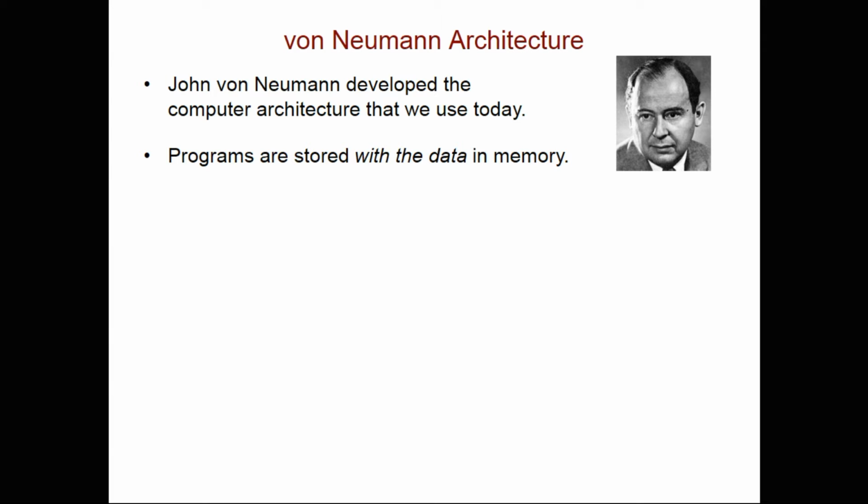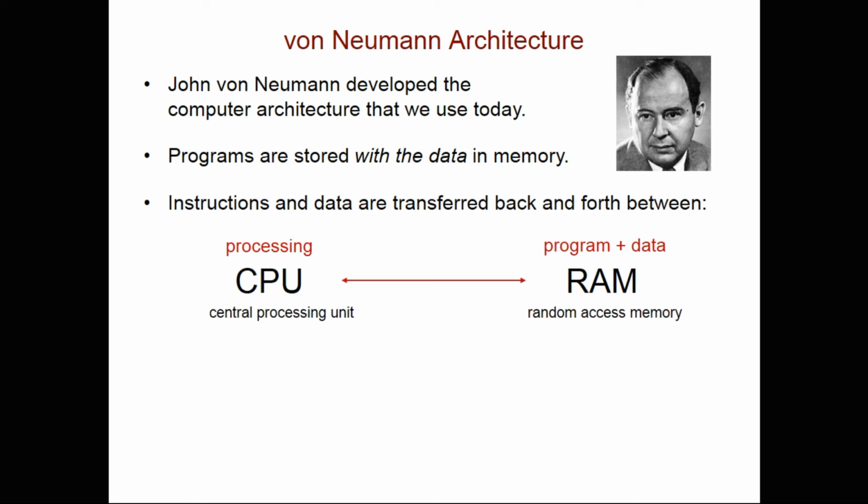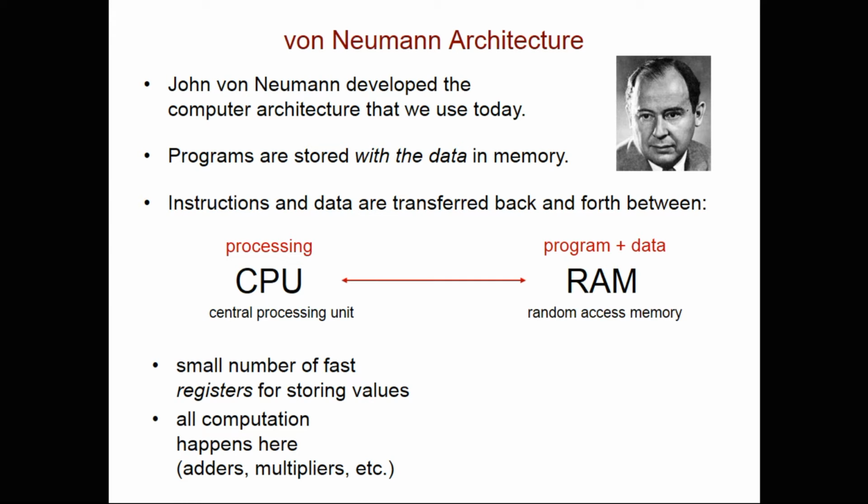John von Neumann was the person who developed the computer architecture that we are using today. Programs are stored with the data in a memory called RAM, and the data is transferred from RAM into the CPU for doing the computation. On the CPU, there are a small number of fast registers for storing values, and the CPU only works with registers, and can read and write to the registers.